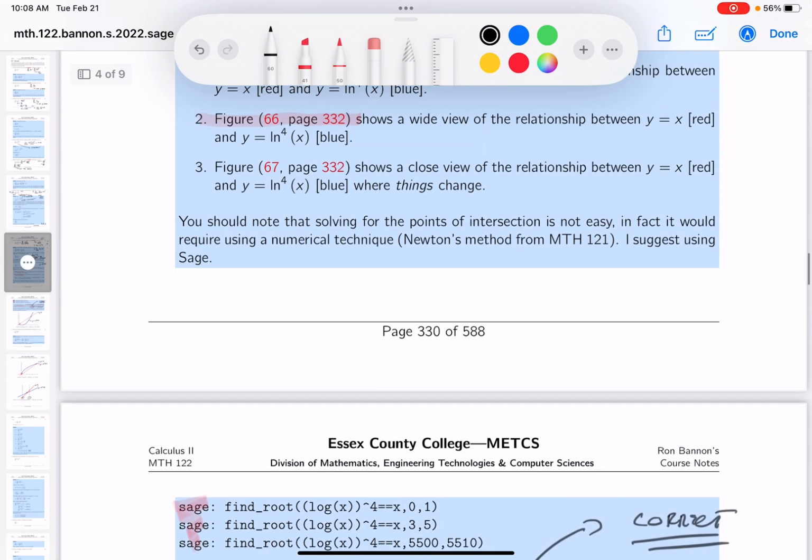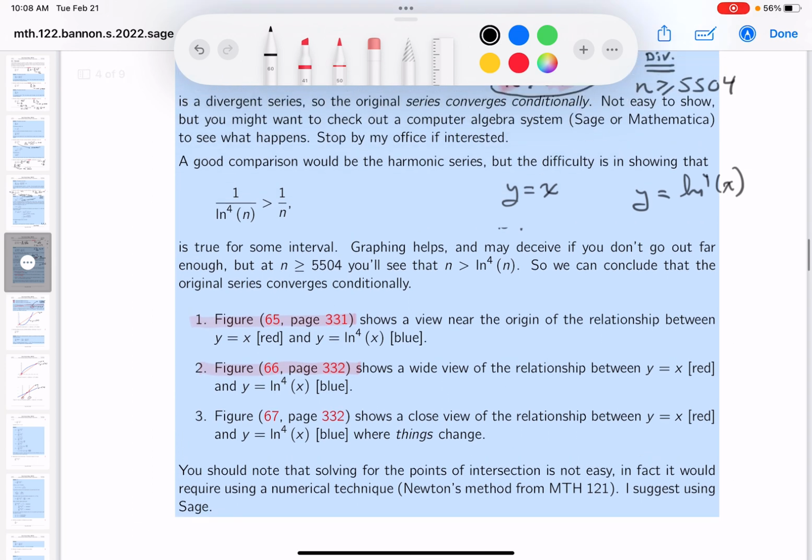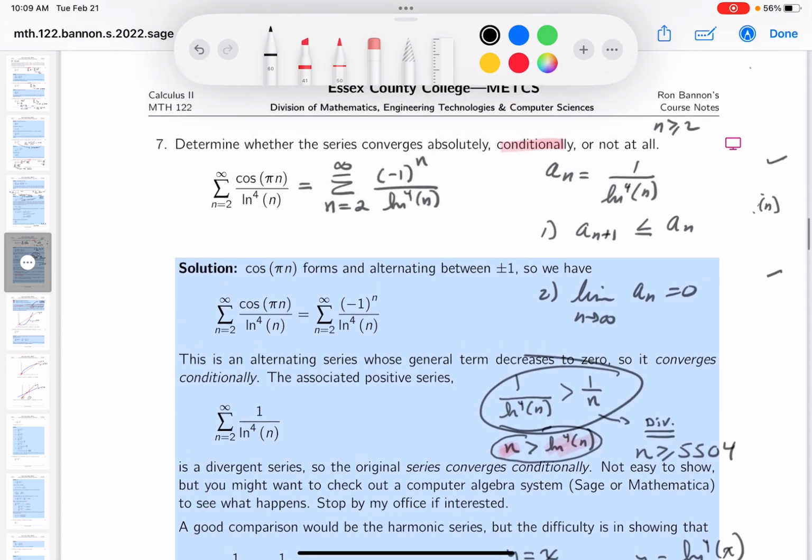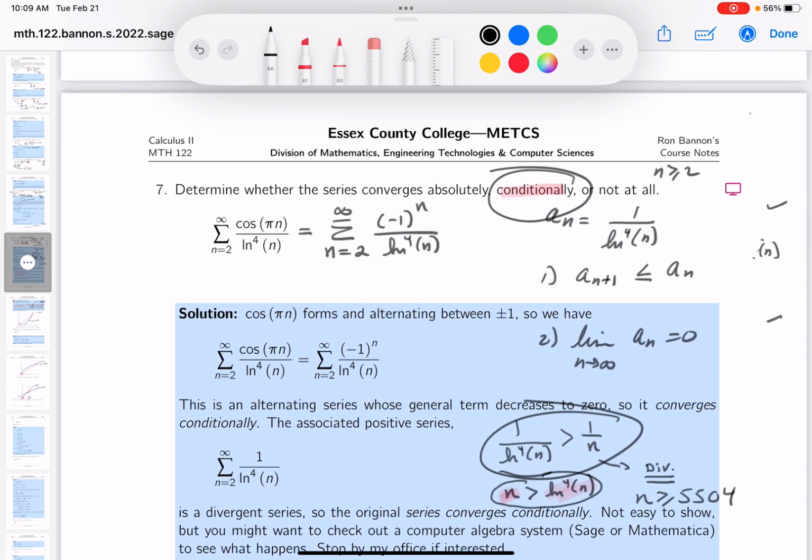All right, so it's conditional. What I basically showed is that at some point the natural log function just overpowers it, right? And this is divergent, so what's above it is also divergent. So the answer here is it's conditionally convergent, and that's a tough one, all right? Thank you.